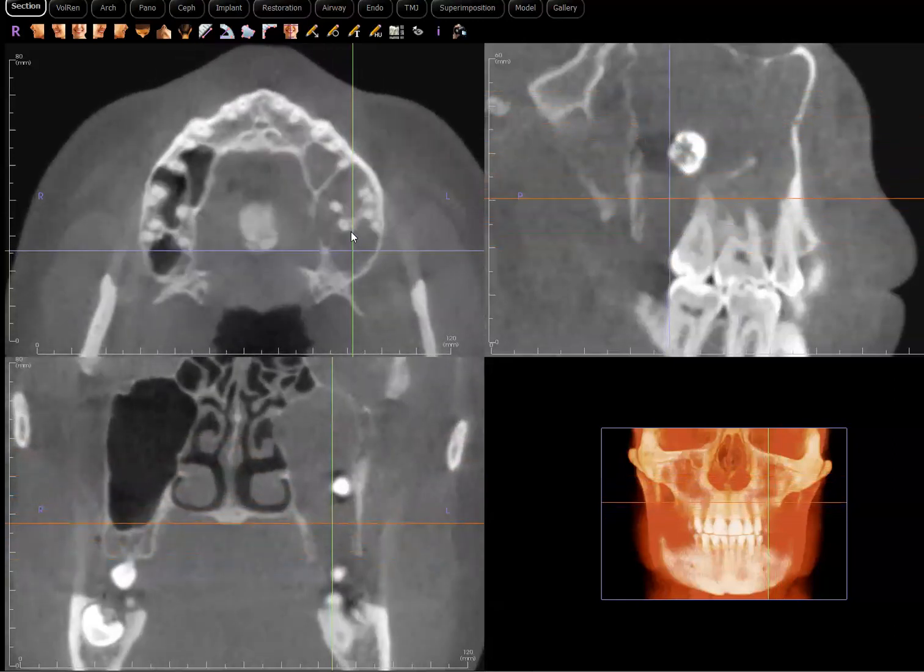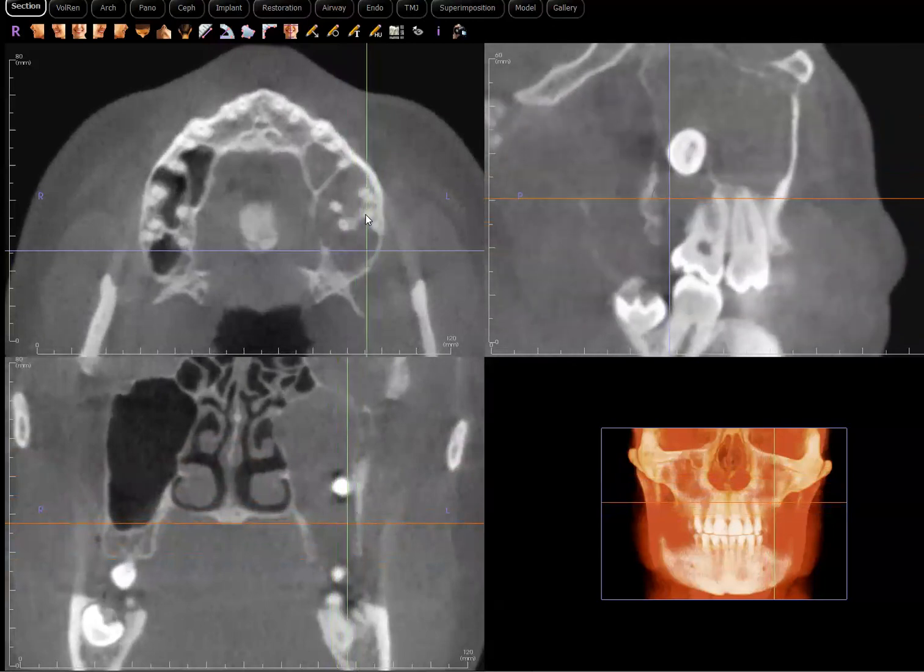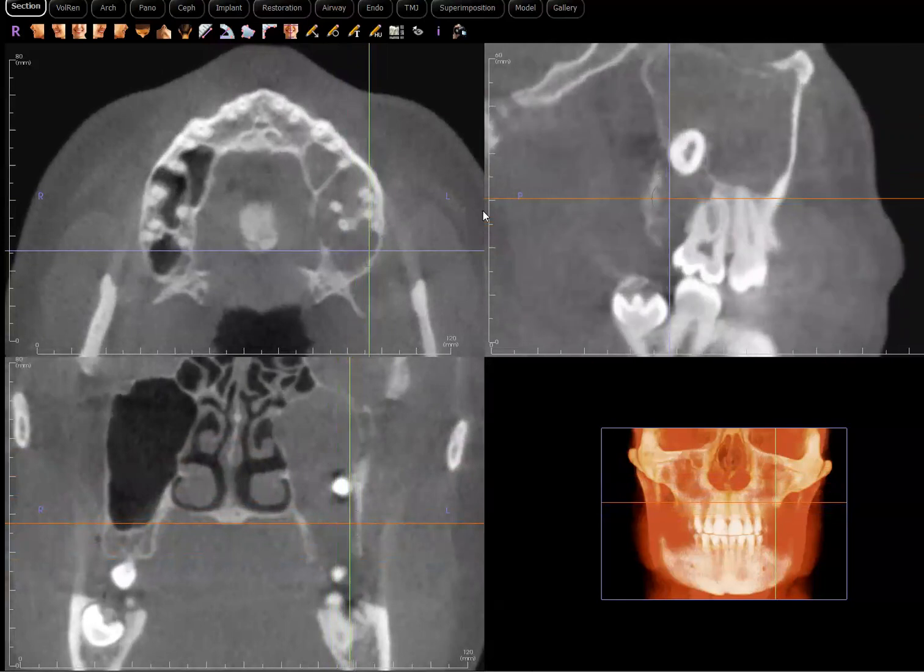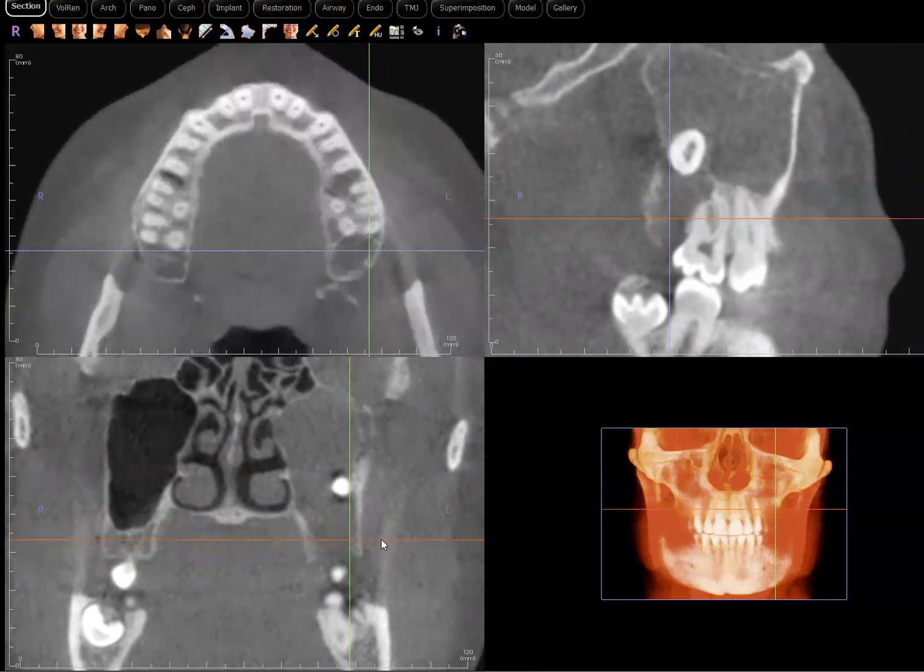So as far as root resorption goes, it doesn't seem to have caused any. And interestingly, if you look at the width of the ridge, the buccal plate is still intact and we don't see a lot of expansion. And keep in mind, when you have a lesion that extends into the maxillary sinus, because you have little to no path of resistance, it's going to quickly grow and fill the maxillary sinus.